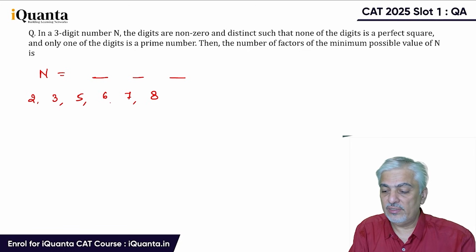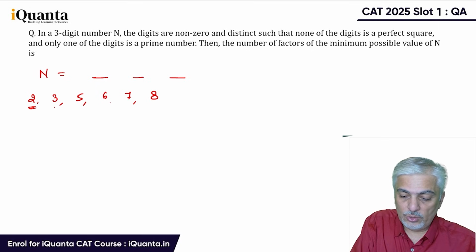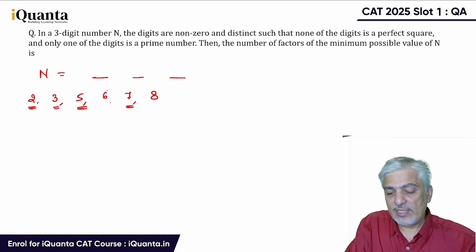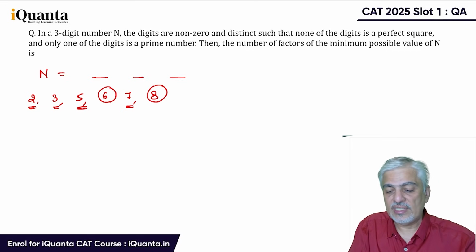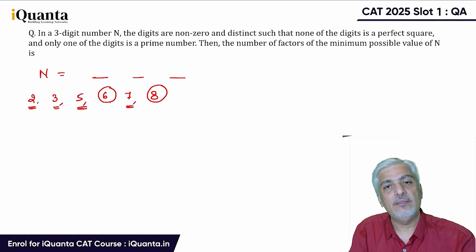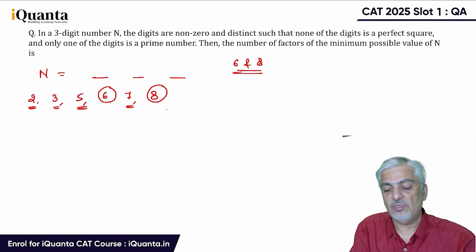Let's read further. And only one of the digits is prime. So primes are 2, 3, 5 and 7. So one of them is prime. Since there are only 2 more digits left, can I say that 6 and 8 are definitely there in my number? So n will definitely have 6 and 8, because I had only these 6 digits and they said only one is prime.